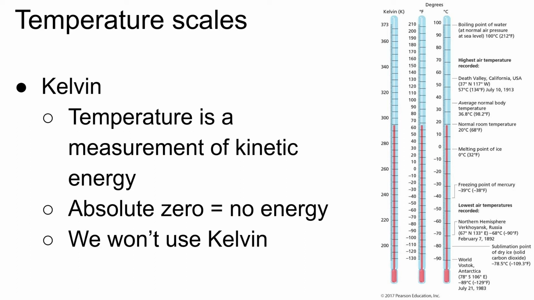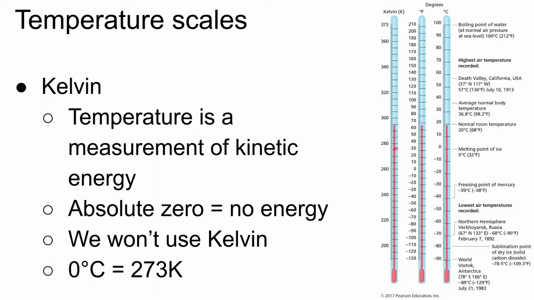We're not going to use Kelvin. 0 degrees Celsius works out to 273 Kelvin. There are no plurals. I don't know why. Like we'd say, whatever, Celsius degrees, but it's not kelvins. It's just 273 Kelvin is the melting point of ice.